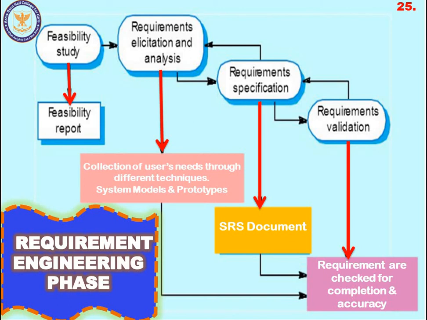So if we summarize the requirement engineering phase, its first step was requirement gathering. In this phase, the developers discuss with the customer, with the end users, and they try to know their expectations from the software. Then we talk about organizing the requirements. The developers prioritize and arrange the requirements in order of importance, urgency, and convenience.